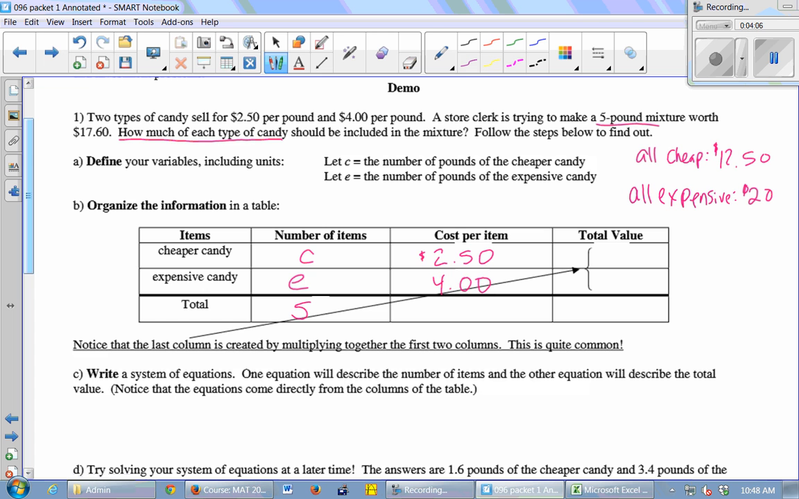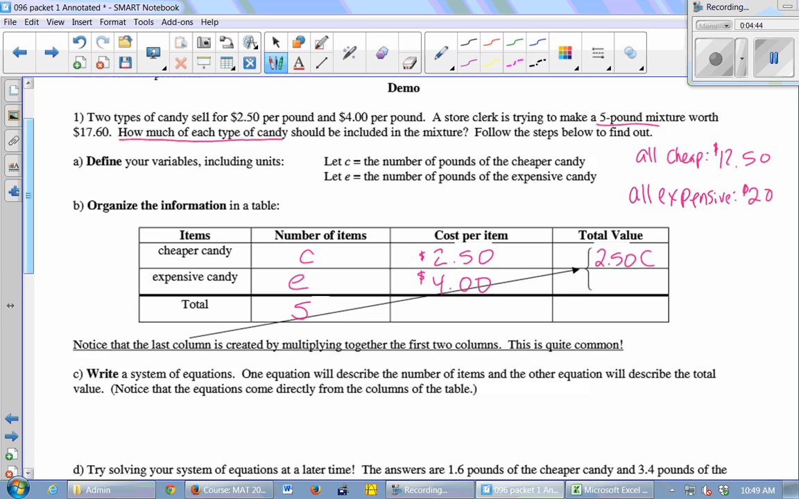$4. Okay. Now, when I asked you how to figure out what if it was all expensive candy, you multiplied 5 pounds times $4 a pound to get the $20, right? So multiplication feels natural when you have a number of pounds and a cost per pound. But now the number of pounds is just a letter. So I have C pounds of candy that cost $2.50 per pound. So when I multiply those together, I get the total cost, which is just going to be $2.50 times C.